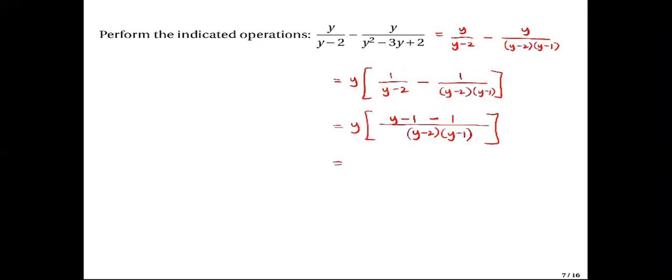And then in here, if we simplify, you'll just have y times y minus 1 minus 1. That becomes y minus 2. Denominator, you'll have y minus 2 times y minus 1. And now you can cancel y minus 2. So the final expression will just be y over y minus 1. So this is the final expression.